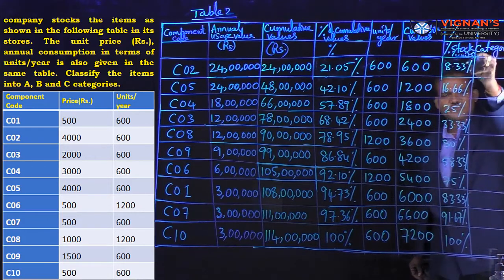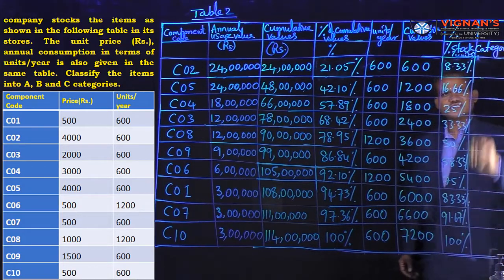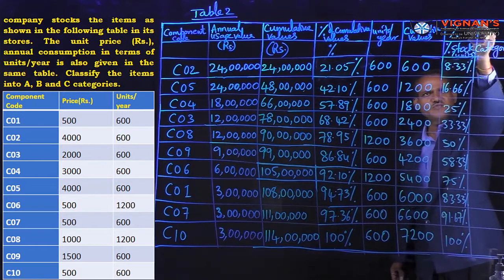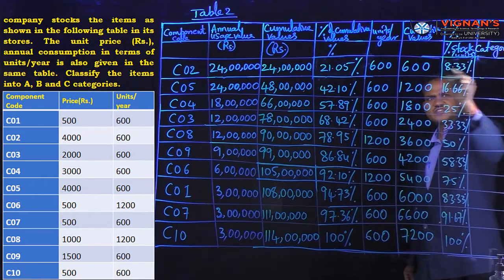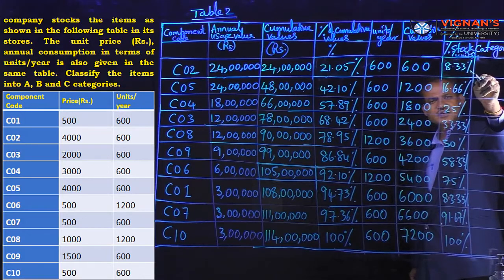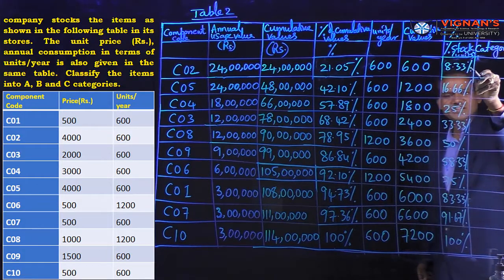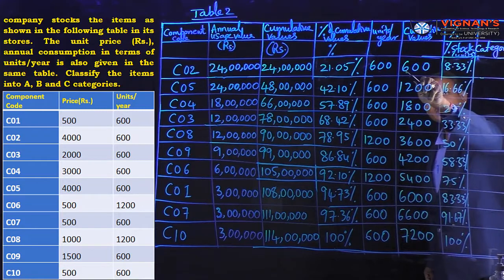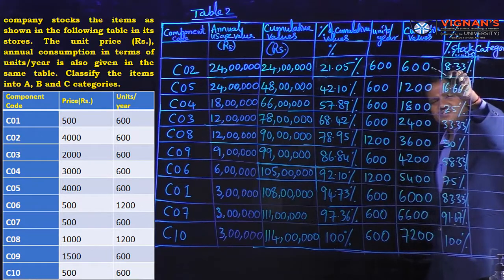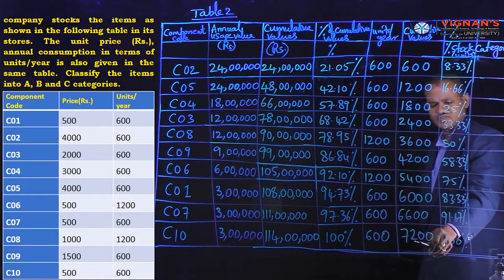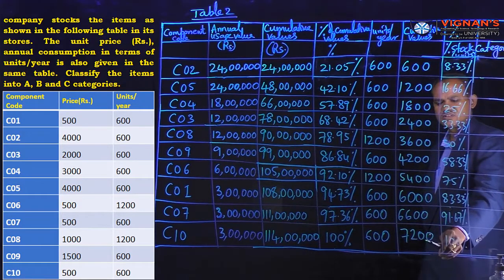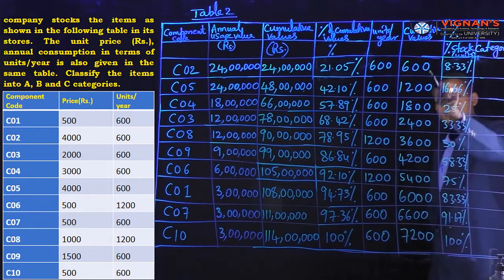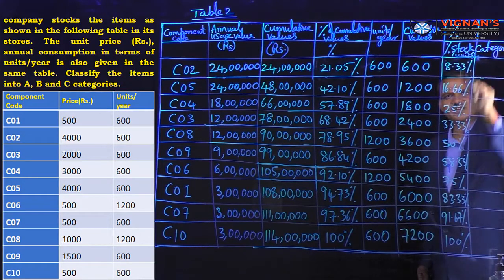Okay, you can verify all these values. That means percentage of stock values or percentage of cumulative values. For the C02 component, how do we get 8.33 percent? The cumulative value for C02 is 600. 600 divided by the total value, that means 7200, which is the total stock for all the items. 600 divided by 7200 into 100 is nothing but 8.33.